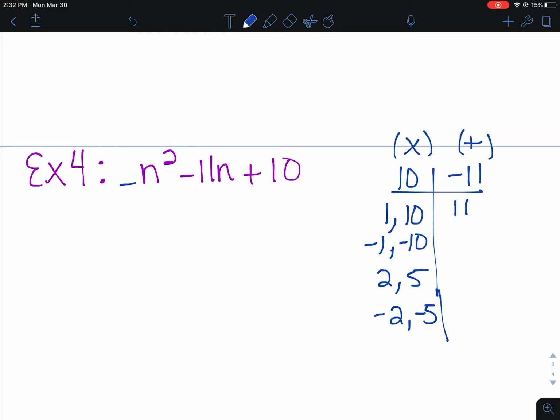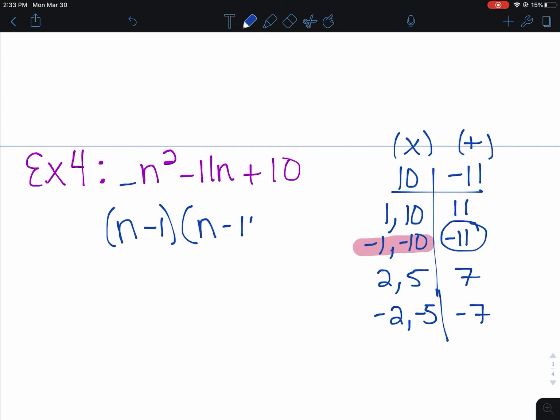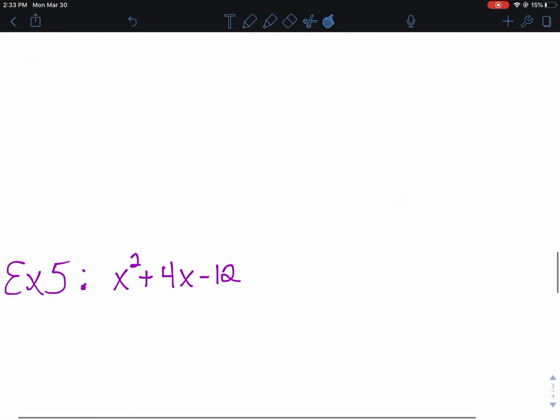Well, 1 and 10 add to +11. -1, -10 add to -11, which is what we want. 2 and 5 add to 7. -2, -5 add to -7. So it looks like the combination we want is -1, -10. So here, because it's n squared, it's n minus 1 and n minus 10. That's what we want there.